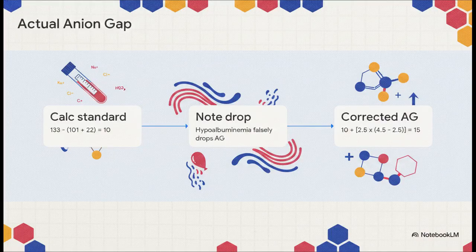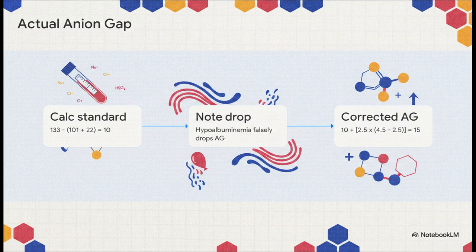Moving to question 18, we need the actual anion gap of a chronic alcoholic patient with a sodium of 133, potassium 4, chloride 101, bicarb 22, and an albumin of 2.5. The answer here is D, 15. If you just do the standard calculated gap, you'd get 10. But here's the absolutely crucial clinical catch. Hypoalbuminemia falsely drops the apparent anion gap.